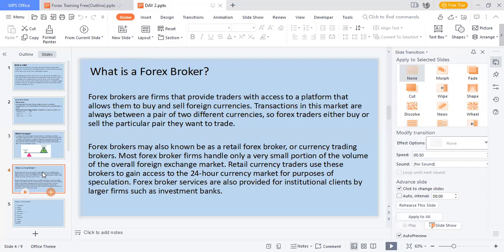Forex brokers are firms that provide traders with access to a platform that allows them to buy and sell foreign currencies. Transactions in the market are always between a pair of two different currencies. So a forex trader either buys or sells the particular pair they want to trade. Now, who are forex brokers? Forex brokers are known as retail forex brokers, and what they do is provide a platform to us, which is MetaTrader 4 and 5, which you can use to trade in the financial markets.